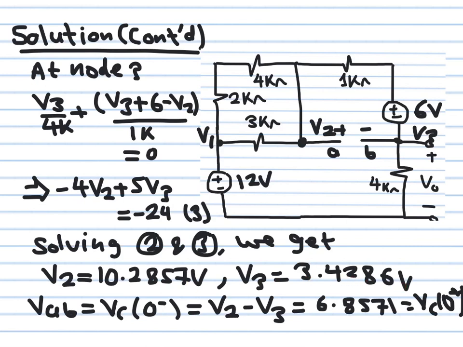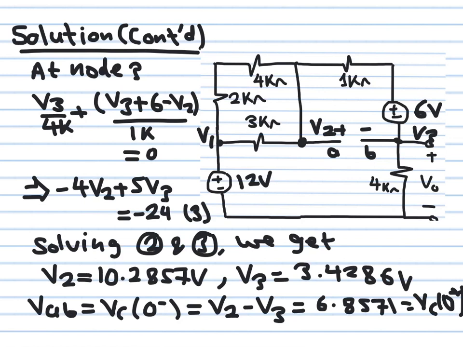Notice, why am I doing this analysis from the beginning? I would like to calculate the voltage across the capacitor just before the switch was closed. Okay, this voltage here is VAB, is V2 minus V3. I already know what V2 is, it's 10.2857. I already know what V3 is. If you subtract these two, you obtain that VC of 0 minus is equal to 6.857 volts.